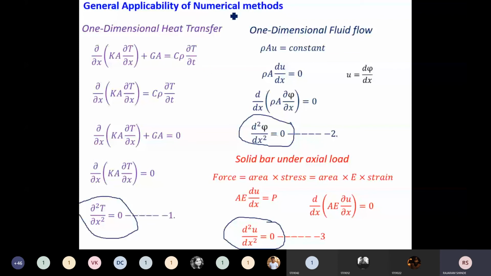Okay, we agree with this. That means with the help of numerical methods, we can solve problems in different disciplines by using the same codes, by using the same methods.